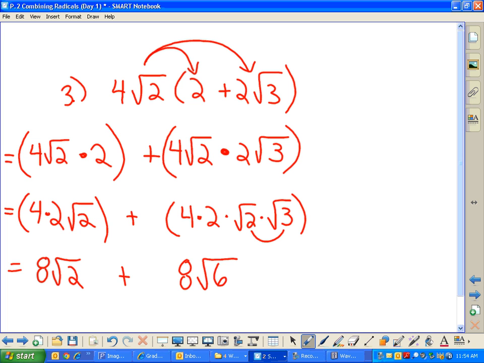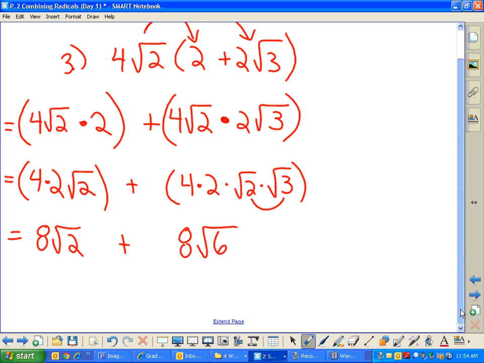Can I combine these? No. Why not? Do you know, Chris? Well, I can't simplify the square root of 6. That's very good. That's a good point. Why else can't I combine these right now? Hi, John. Yeah, the radical parts are not the same.